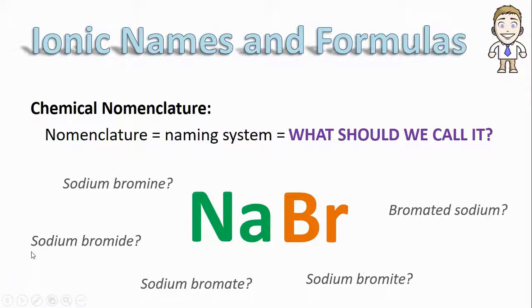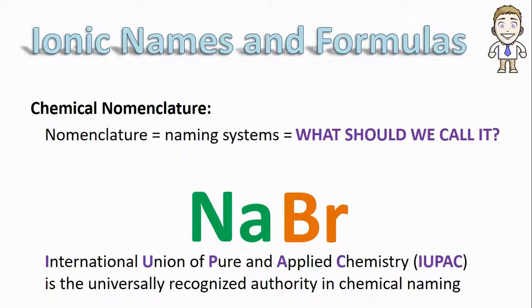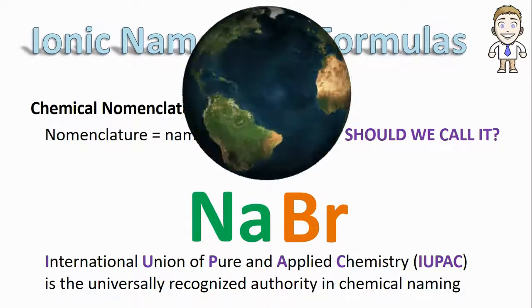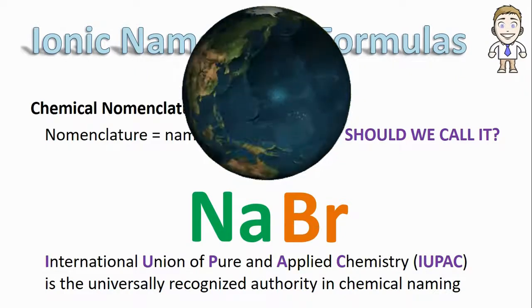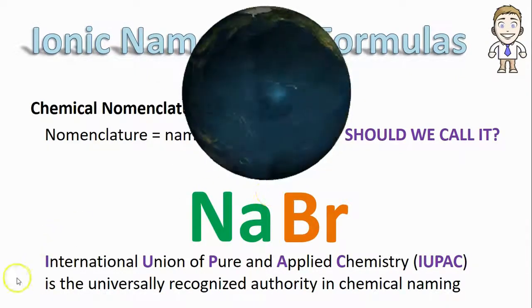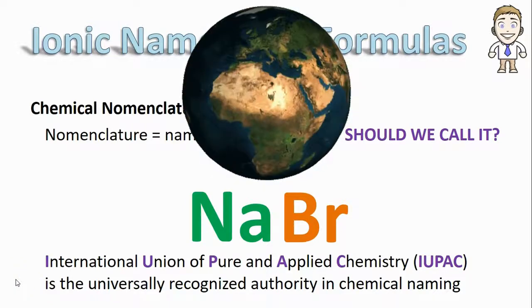We should also mention that over time there's been lots of different ways to name chemical substances. The particular method that this video will cover has been decided on by the International Union of Pure and Applied Chemistry, IUPAC for short. This organization is the universally recognized authority in chemical naming, and they exist just to make sure that no matter where you are on the globe, scientists are all calling NaBr the same thing.